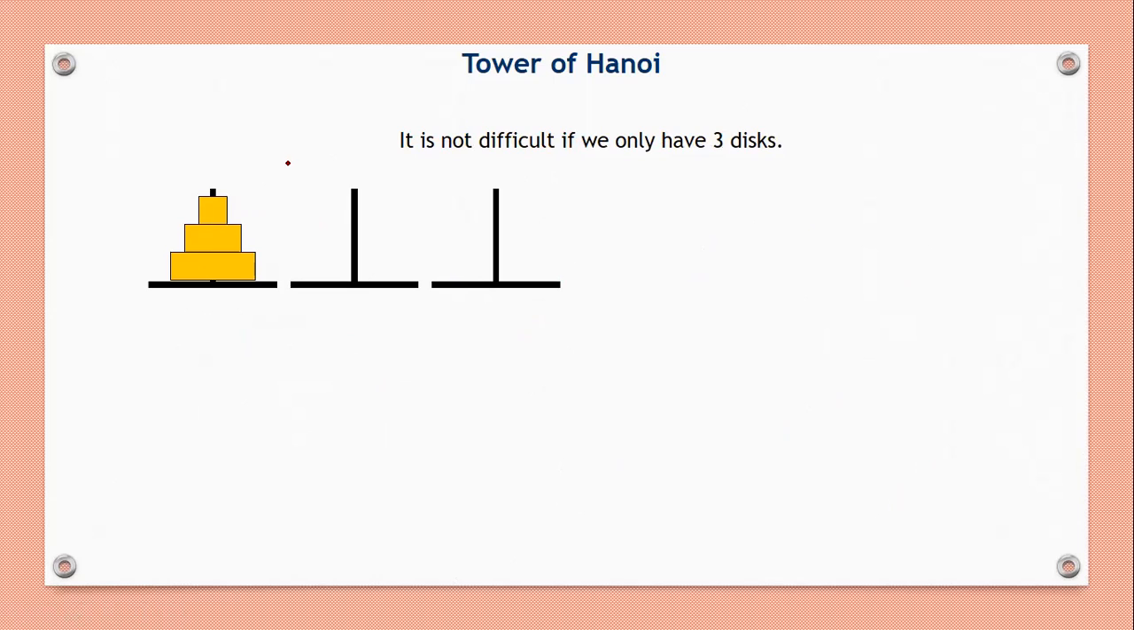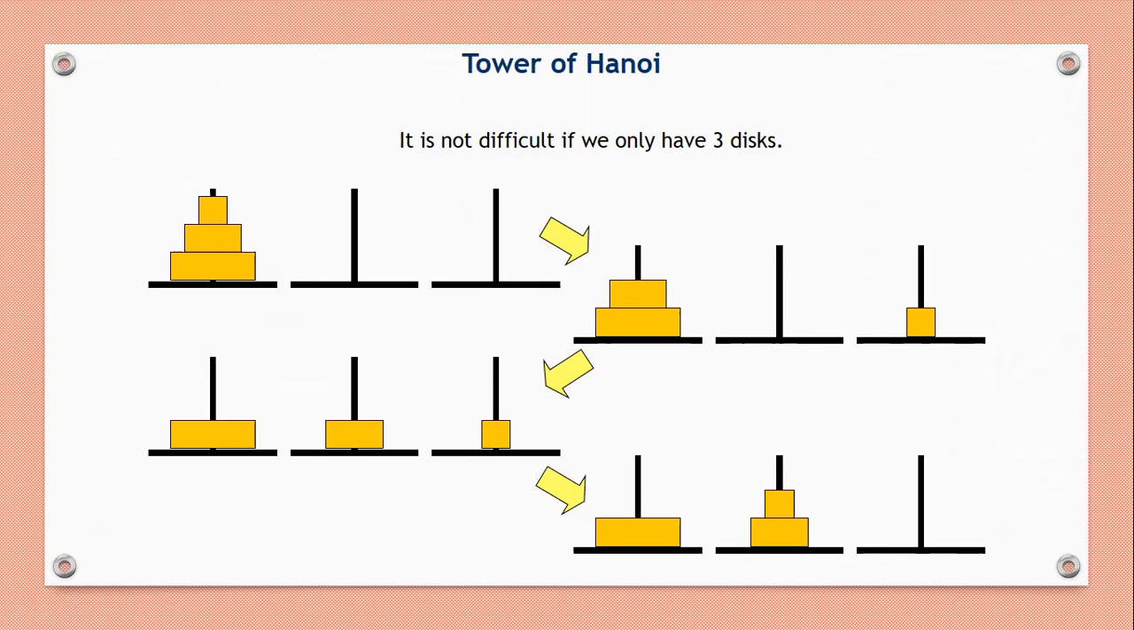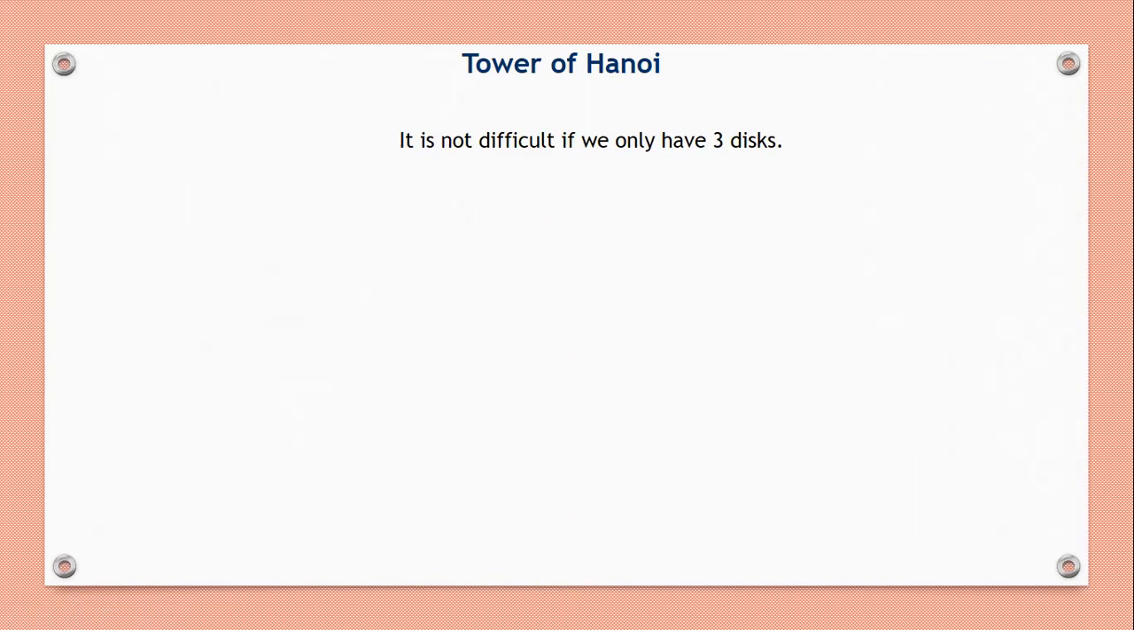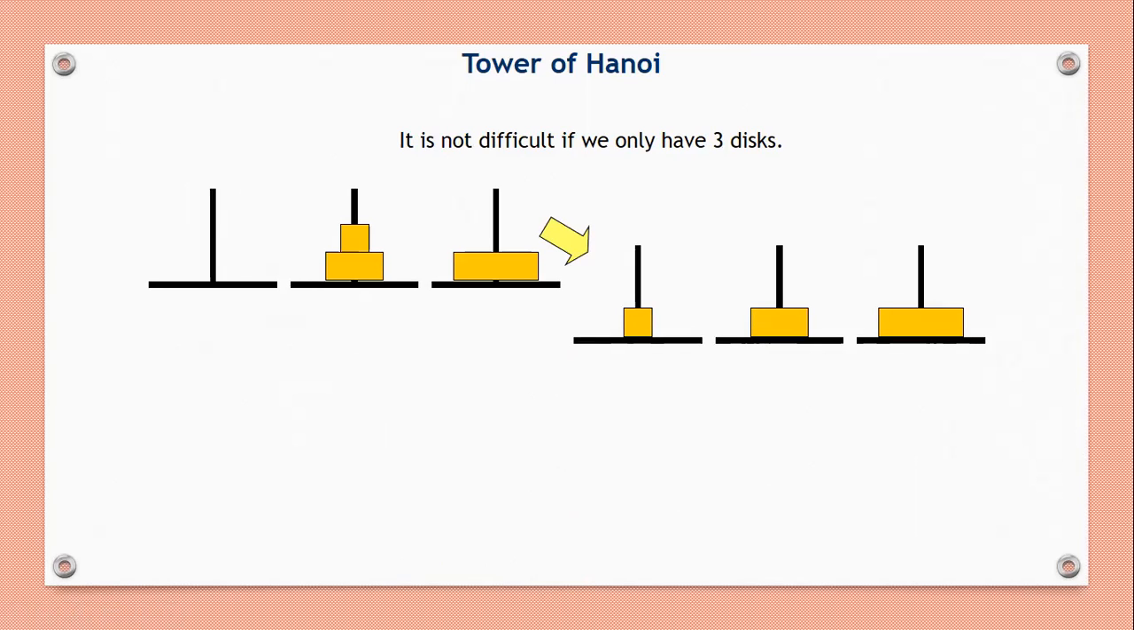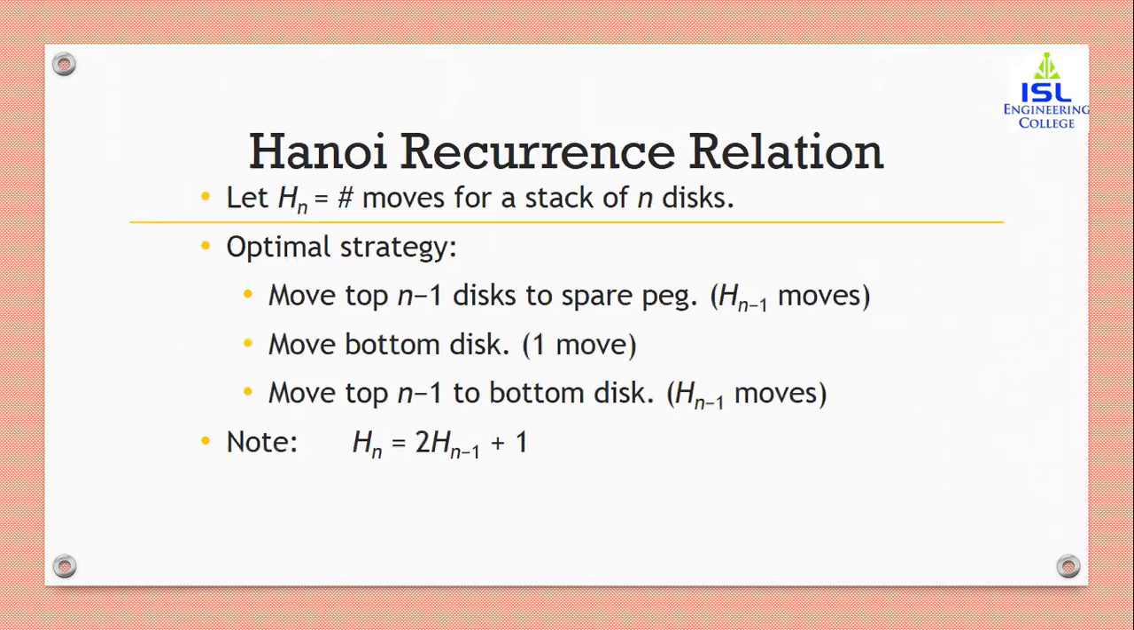Similarly, if we have 3 discs, how many moves will we require? For 3 discs, if you notice, this is the way the problem is solved. First we move the smaller disc and then we place it, and it is a little bit difficult if we have 3 discs. It requires a total of 7 steps.